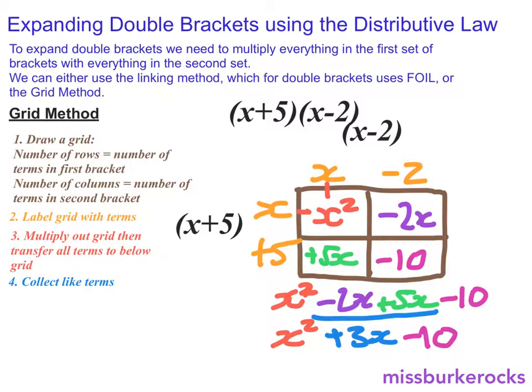So I'm hoping that makes it nice and clear for you, the two methods. We have the link method where we use FOIL when we're doing double brackets, and for double brackets we can also use the grid method.